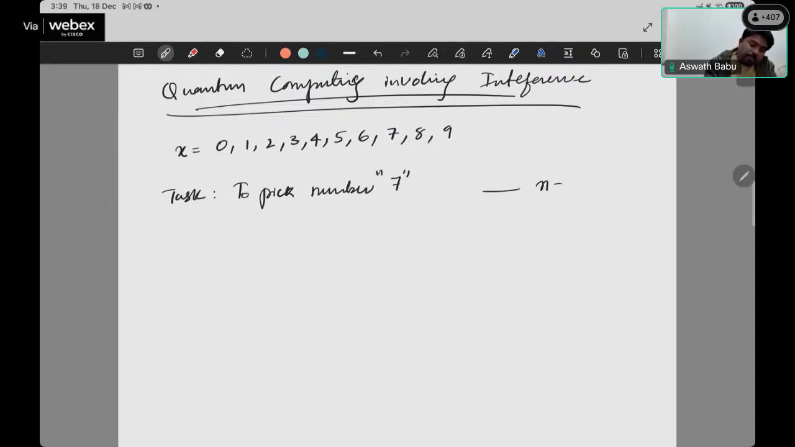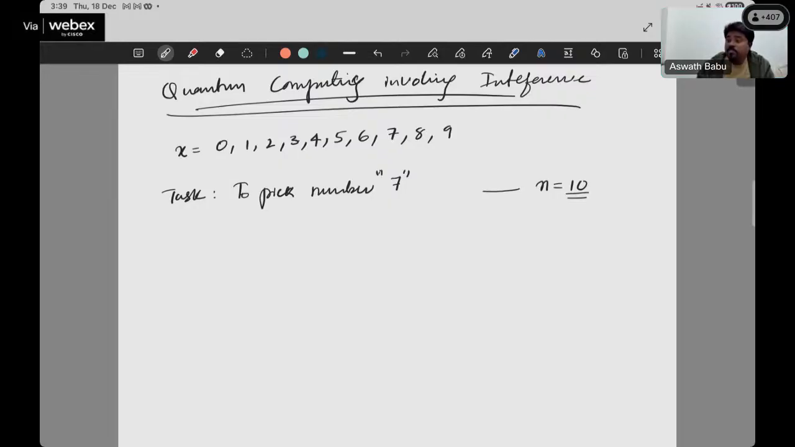Now, the question is, how many attempts are required for me on the worst day? 10 attempts, N equal to 10, provided I remove each number I picked and put it outside. Now, is there any way I can reduce the number of attempts to less than 10? Yes, using some classical algorithm there is a possibility. But I want to reduce it to much less. How can I reduce it?